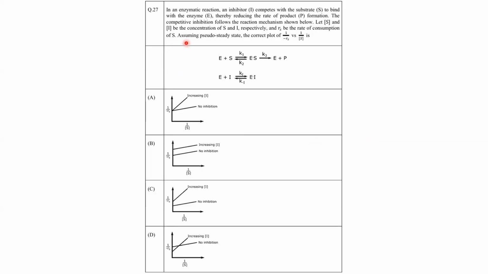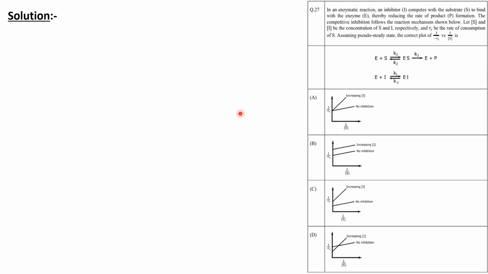Let's move on to the next question. In an enzymatic reaction, an inhibitor I competes with the substrate S to bind with the enzyme E, thereby reducing the rate of product P formation. The competitive inhibition follows the reaction mechanism shown below. Assuming pseudo steady state approximation, we need to find the correct plot of 1 by minus R_S versus 1 by concentration of S. So let's see the solution to this question.